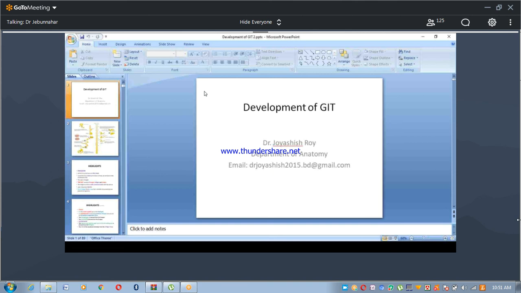This is, in short, the summary of the development of GIT.